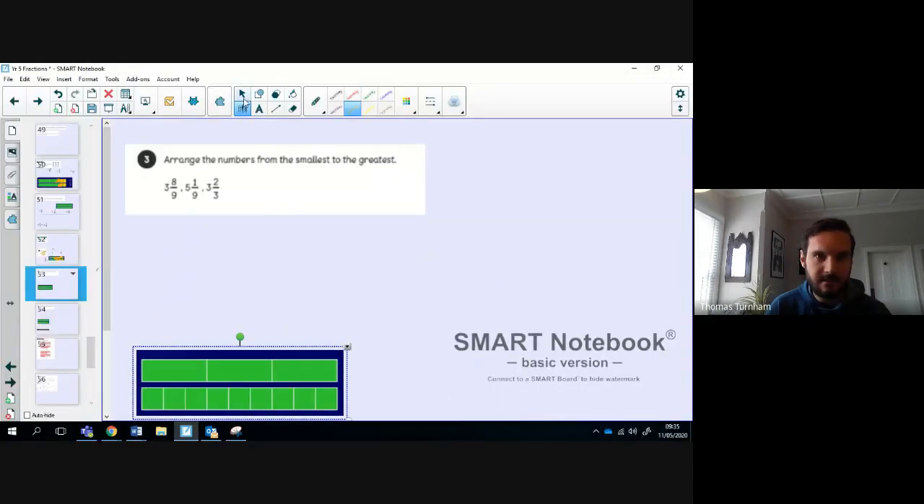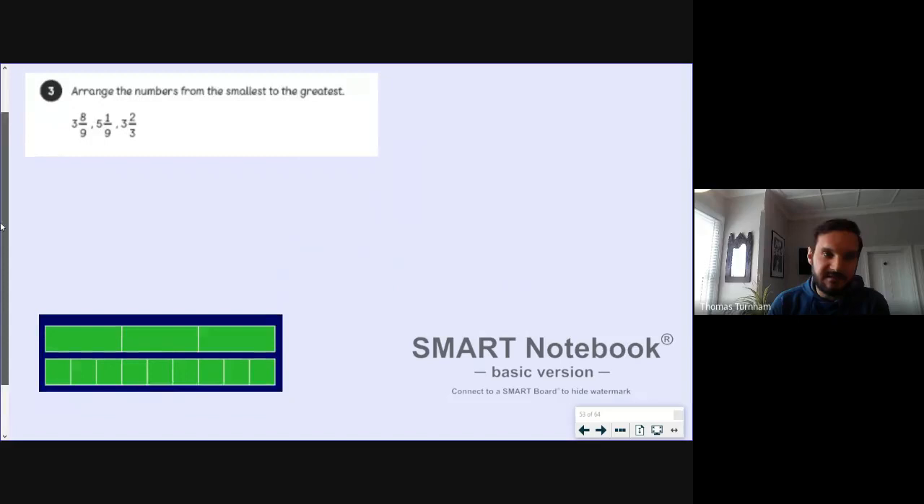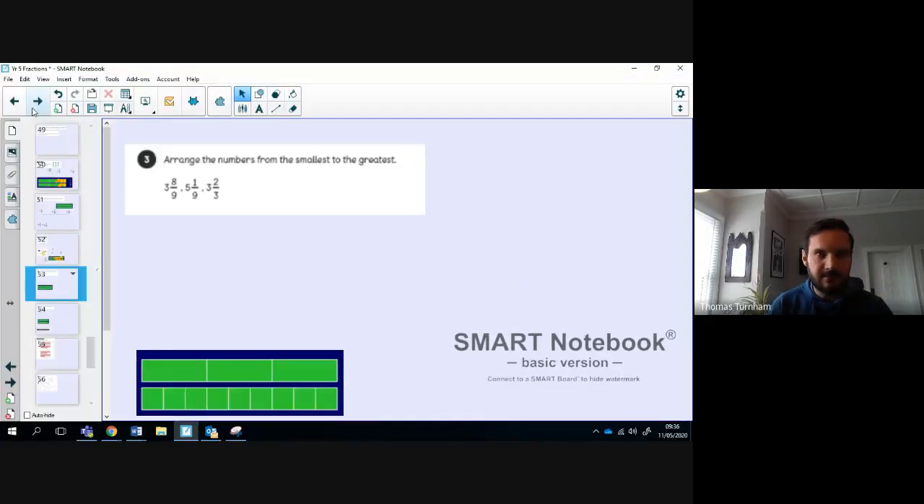I'm just going to get rid of my pen before I cause some damage with that. Arrange these numbers from the smallest to the greatest. 3 and 8/9, 5 and 1/9, 3 and 2/3. Brilliant. Hopefully we've seen that, and I annoyingly didn't copy those numbers out. Hopefully we've seen that our largest number by far, get a regular pen.